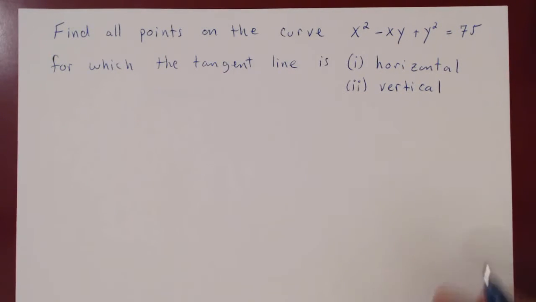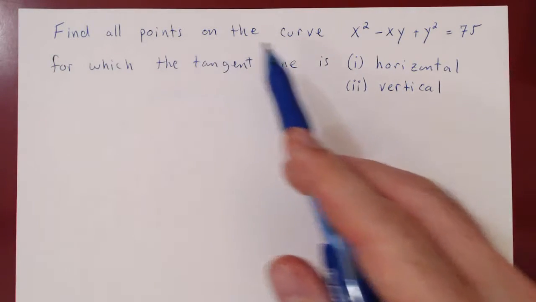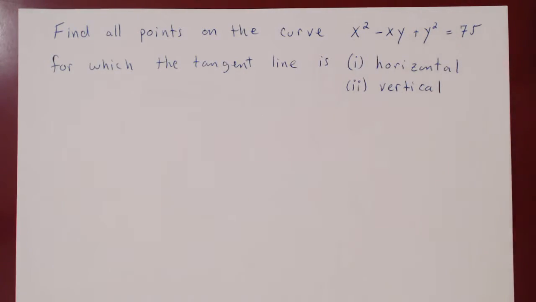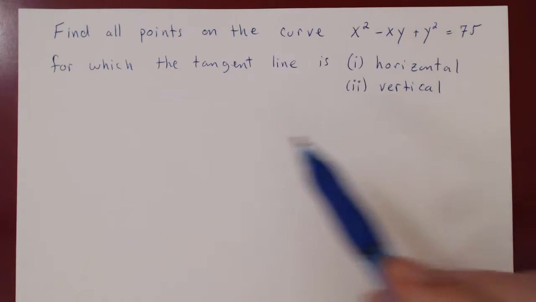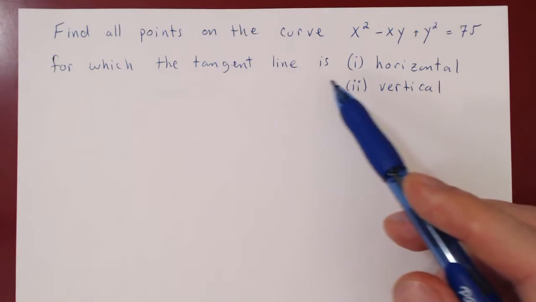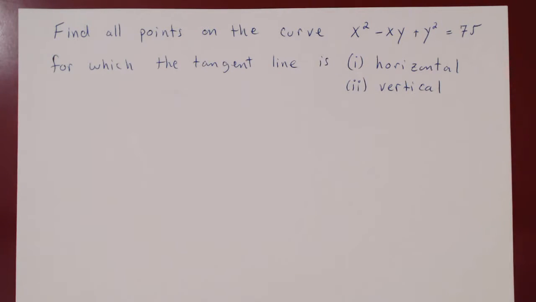Okay, so in this video, we'll consider the following problem. We want to find all points on the curve given by this equation, x squared minus xy plus y squared equals 75, for which the tangent line is 1 horizontal, 2 vertical.